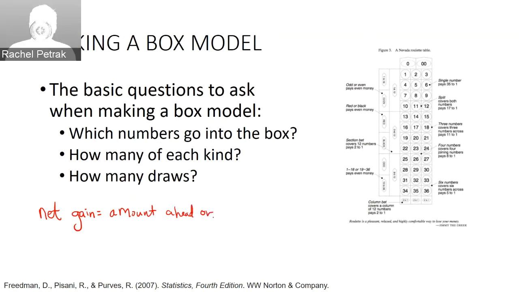Would you expect your net gain, the absolute value of your net gain, remembering that an absolute value removes a negative, to be higher for 10 trials or 100 trials?